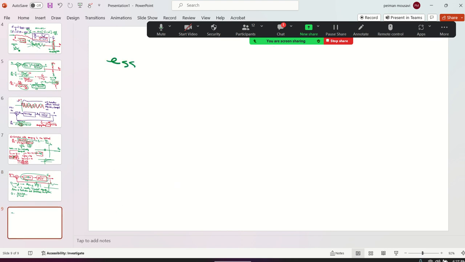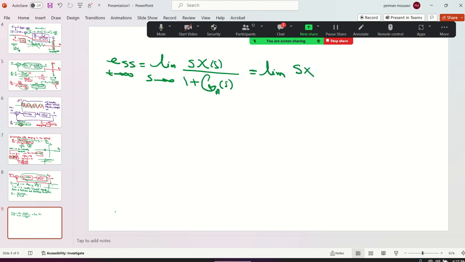What is ESS? It is the limit of s times X(s), 1 plus the new open loop transfer function after designing the controller. Remember the final value theorem, when time goes to infinity. After you design the controller, your input to the system is a step of pi over 4, so pi over 4 divided by s. That's right. Step input, 1 plus (Kp plus Kd s) divided by (s squared plus omega n squared).